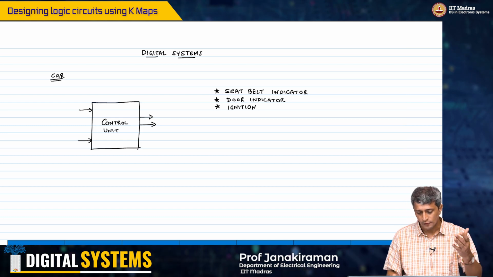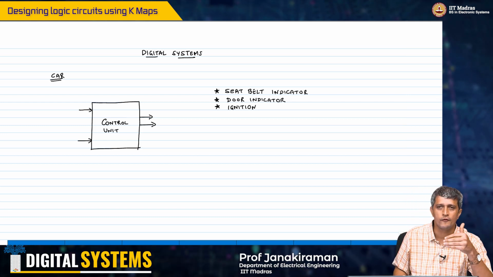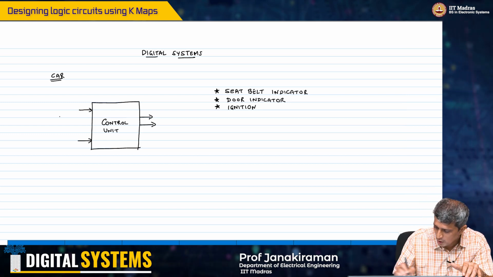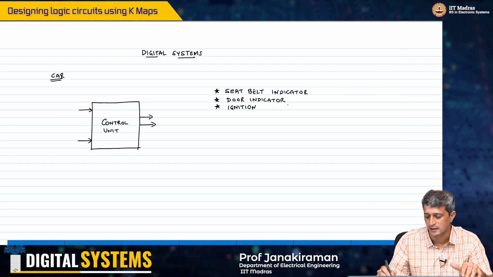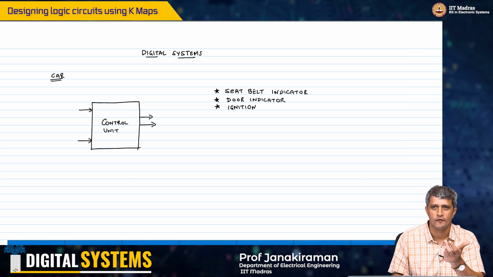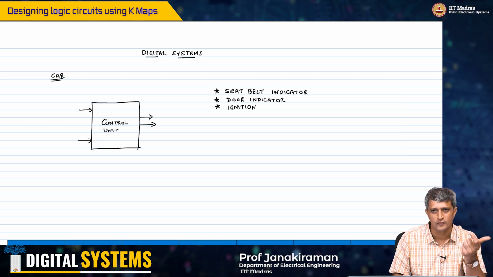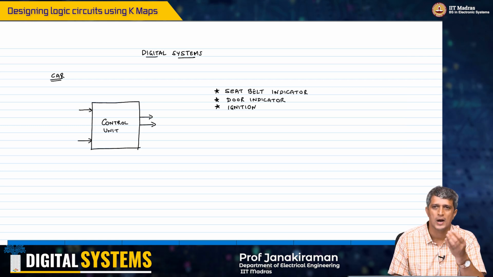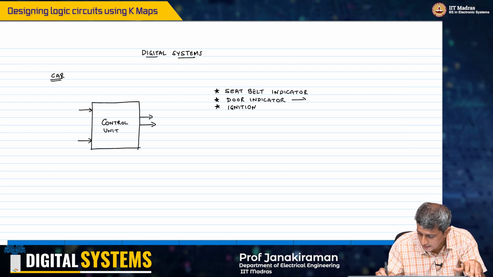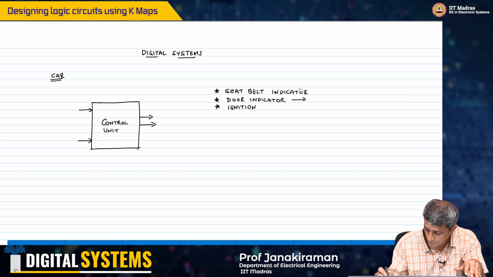Therefore, first of all, this control unit will figure out how many inputs we need. So we obviously need a door indicator. There are, let's say, how many doors? The front two of them, back two of them, and the boot, right? So you have 5 indicators. So therefore, I am going to indicate this by, how many inputs do I need?